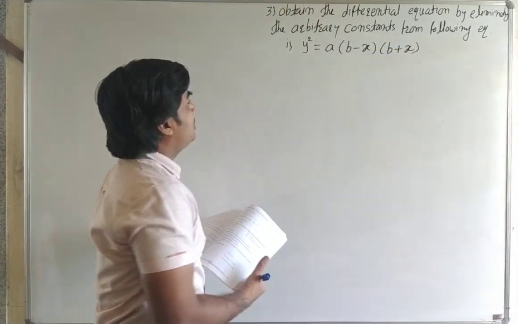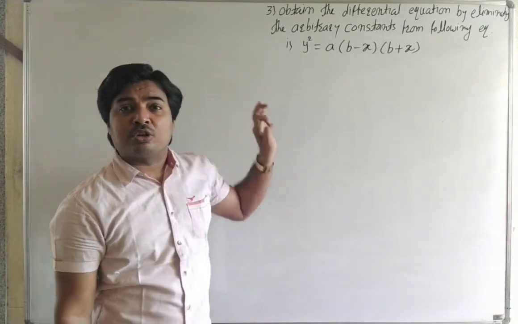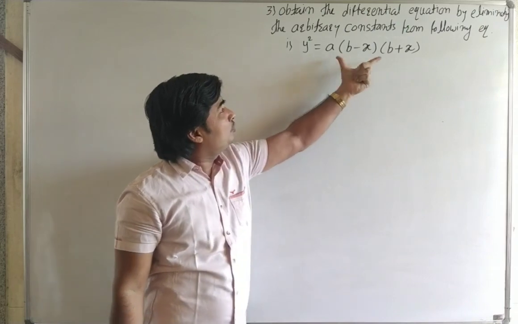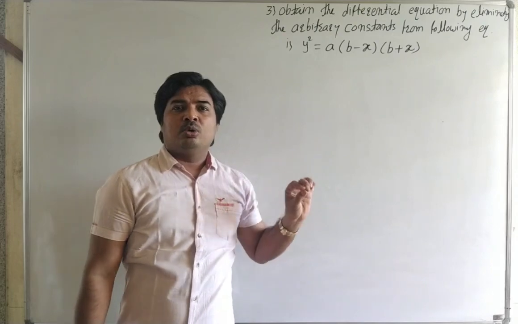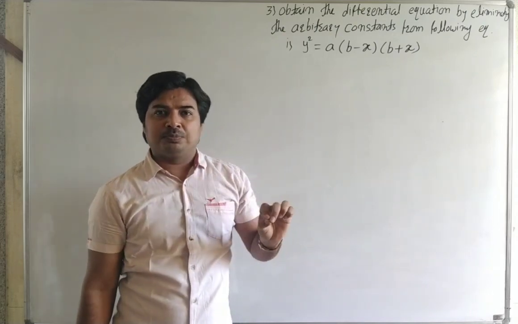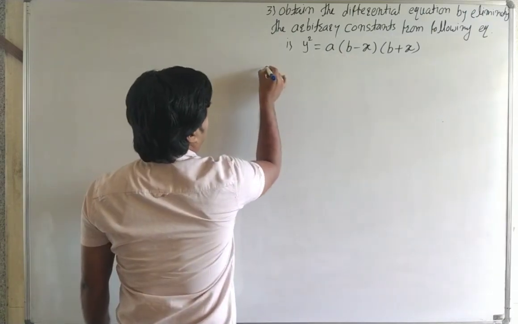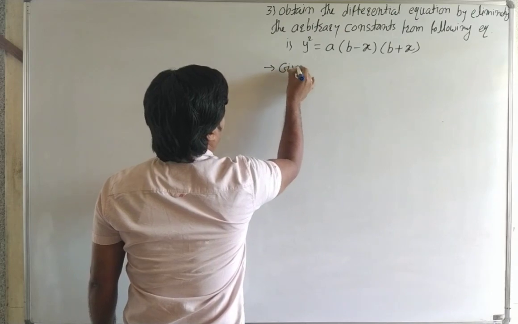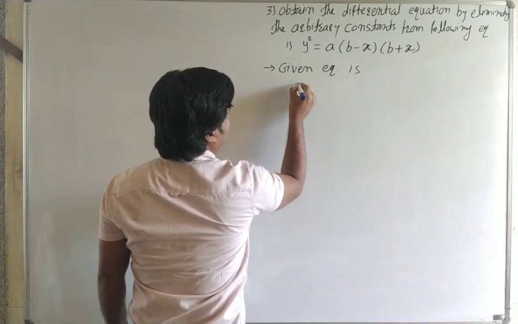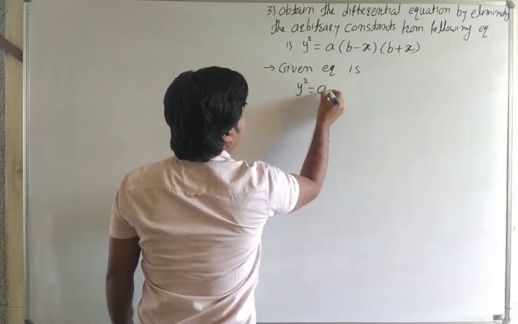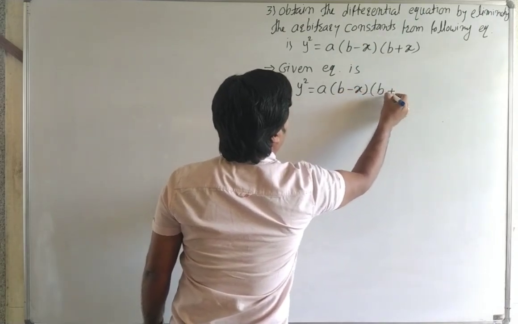Now it is a given equation. We want to find the differential equation by eliminating the arbitrary constants. Here a and b are the two arbitrary constants. So for the differential equation we differentiate two times. Therefore the given equation is y square is equal to a into b minus x into b plus x.